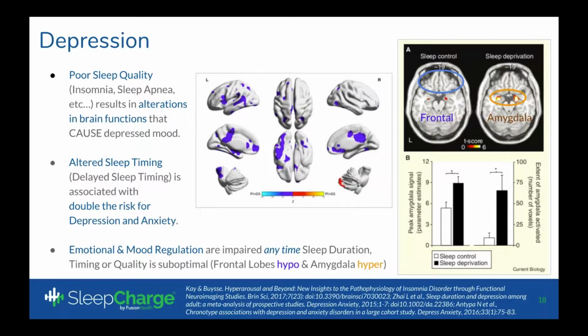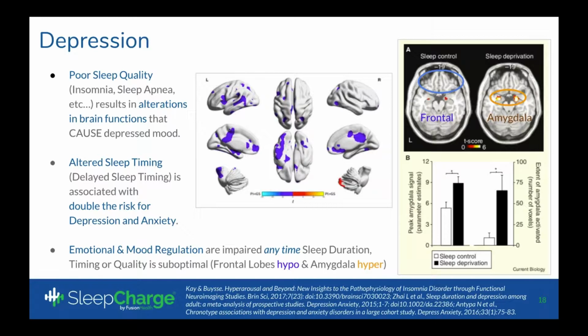And that functional change here shown with the purple splotches on the different areas of the cortex, here this is a brain dissected out, a human brain, it actually causes depressed mood. So waking up sleep deprived due to a quality issue actually causes depressed mood, directly relatable. We also know that altering your sleep time, like when you delay your sleep time, that's also associated with a doubling of the risk of depression and anxiety.